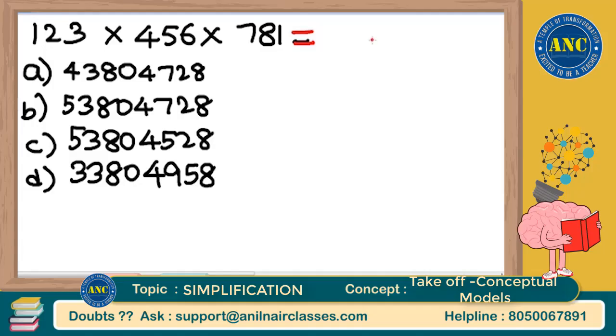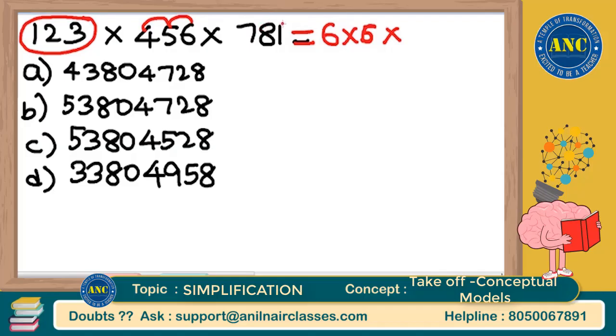Apply digital sum. If I apply digital sum for this question, 123 digital sum is 1 plus 2 plus 3 is 6. 456 is 4 plus 5, sorry, 4 plus 5 is 9, 9 plus 6 is 15. 15 digital sum is 1 plus 5, 6. Right? So it is 6 into 6. I hope it is clear. 6 into 6. 781 digital sum.